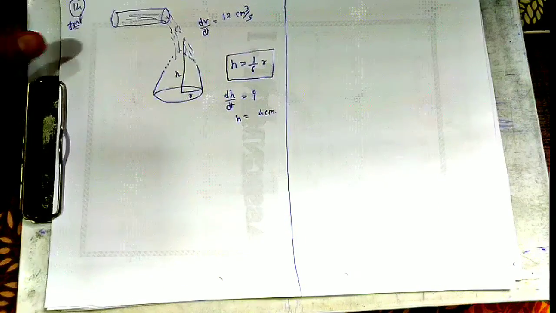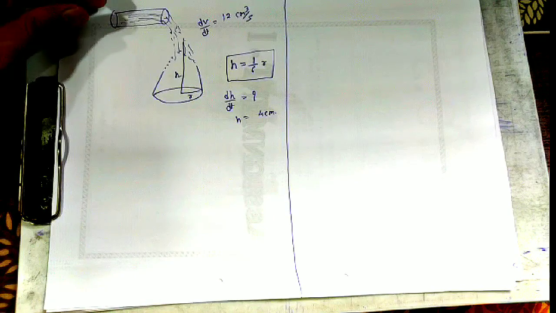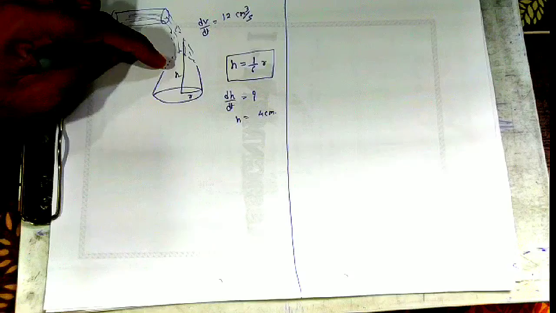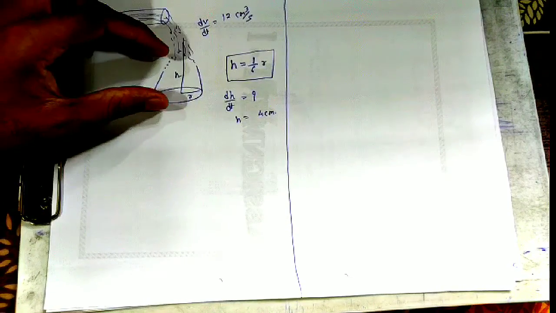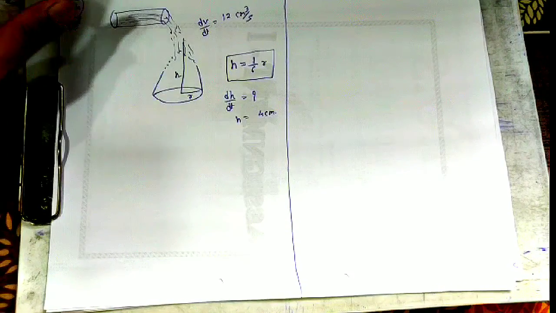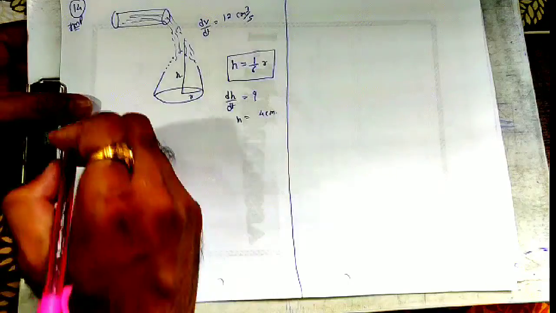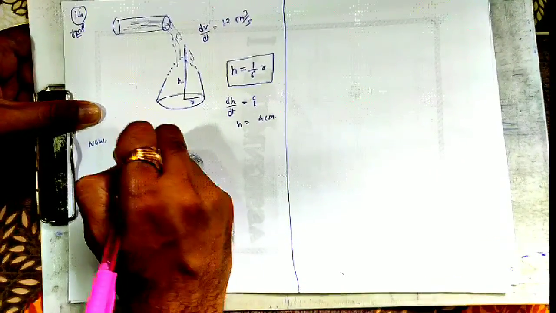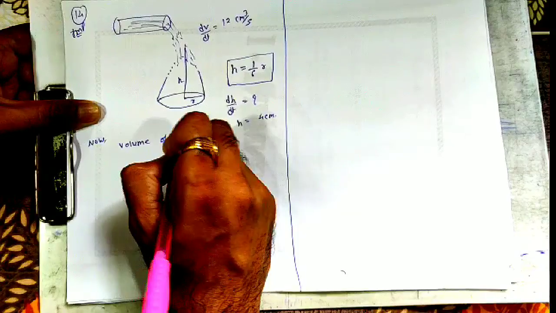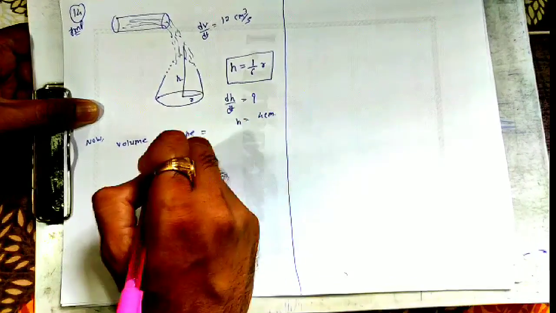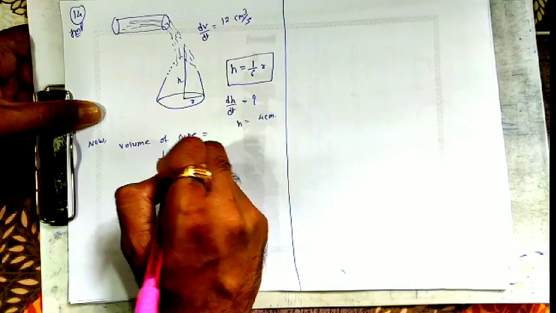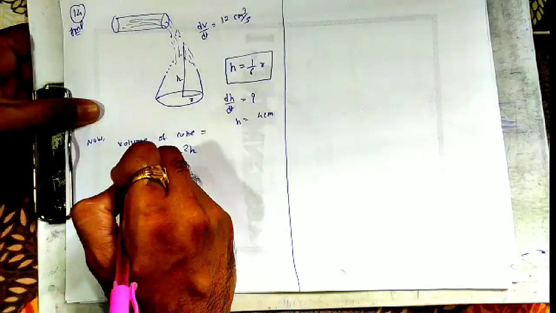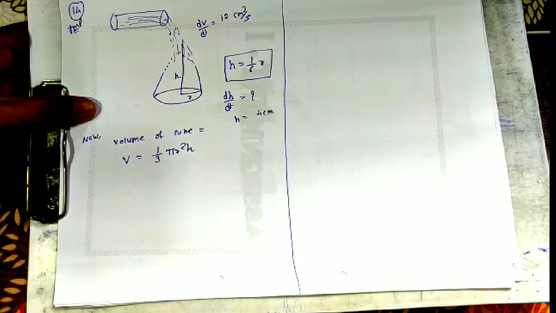Done. So here the cone is forming by this sand. So the volume is increasing. The volume of this cone is increasing. So we'll start with the volume of the cone. Now, the volume of a right circular cone is 1 by 3 pi r square h. This is our volume.